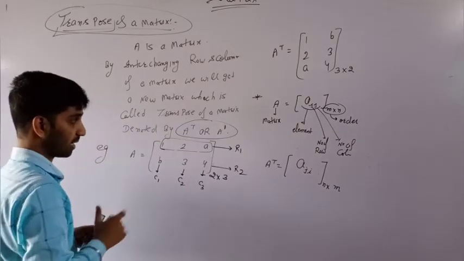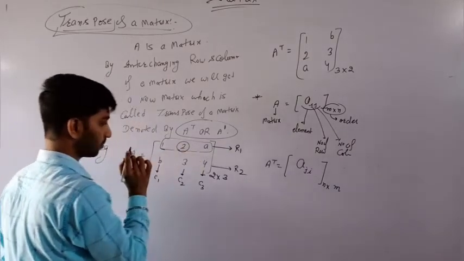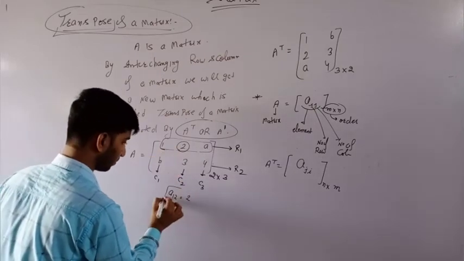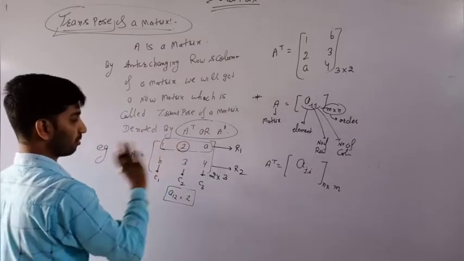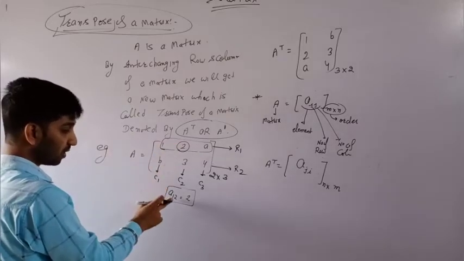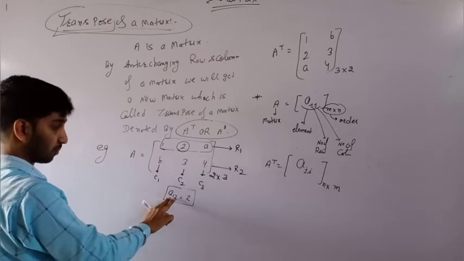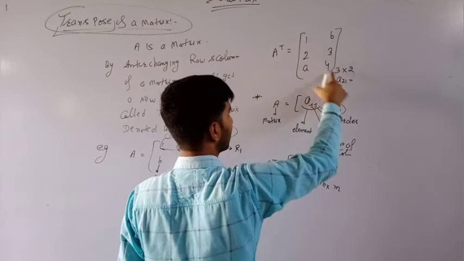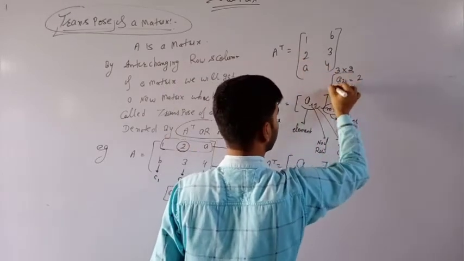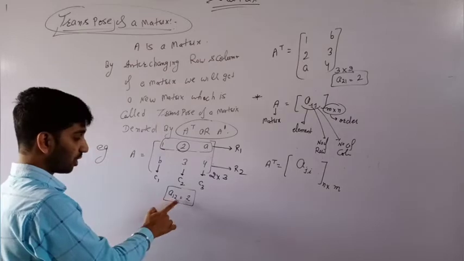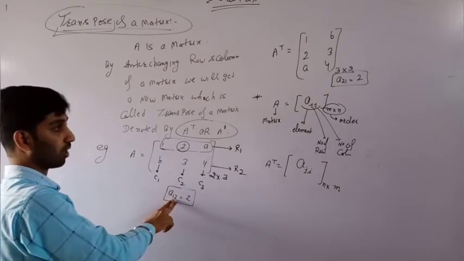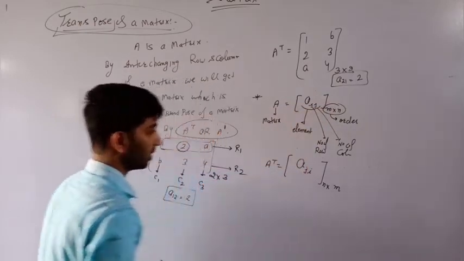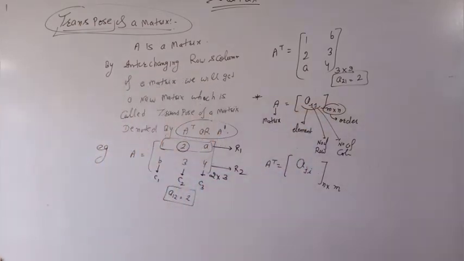Suppose here 2 is the element A12, first row, second column. In the transpose, it will become A21, second row, first column. A12 is 2, in the transpose it will become A21. If in a matrix the element is Aij, then in the transpose it will be Aji. It is the transpose of a matrix.